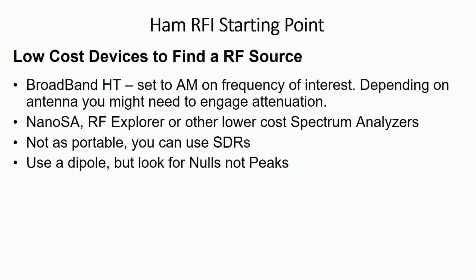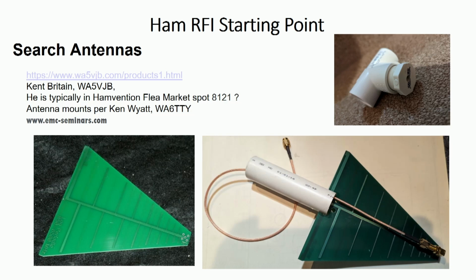For low-cost things for finding sources, there are HTs, the nano SDR, you can use SDRs. Dipoles, look for the nulls and not peaks. Ken Britton is usually out there in the flea market. He sells circuit board antennas for cheap, and he's typically in spot 8121.